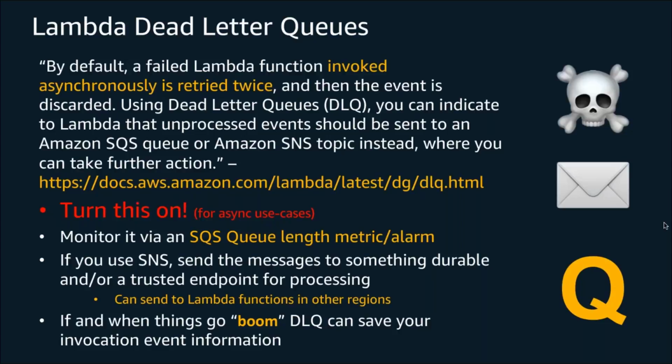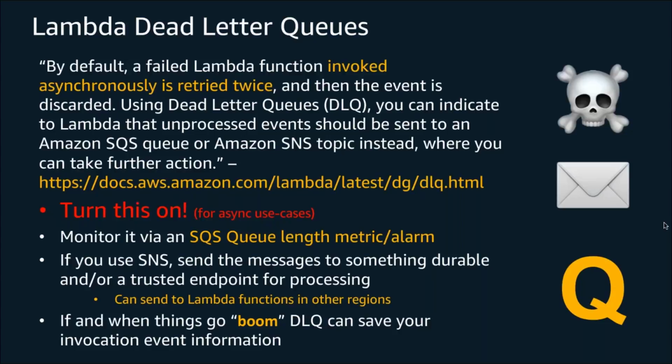One thing I want to talk about here is Lambda dead letter queues. So I mentioned in the previous slide that by default, an asynchronous Lambda invocation is retried twice. What I didn't mention is that after that event has been discarded, it's possible for you to actually capture it via something called a dead letter queue.